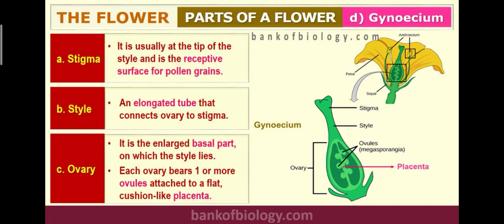Then the ovary is the enlarged basal part on which the style lies. ठीक है, style इसमें present होता है. Each ovary bears one or more ovules attached to a flat cushion-like placenta. In between, the placenta is present, and in this ovary the ovules are attached. One or more ovules are attached, as you see in the picture. Okay.